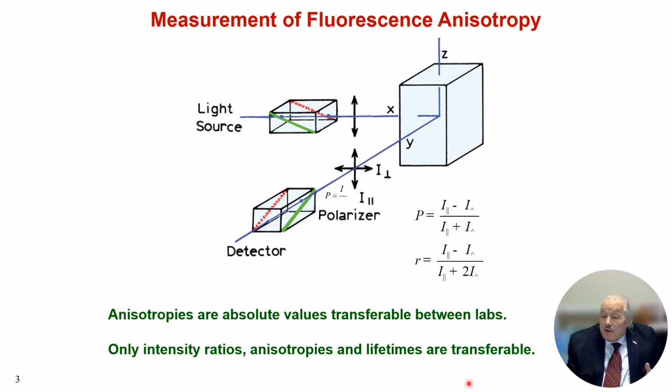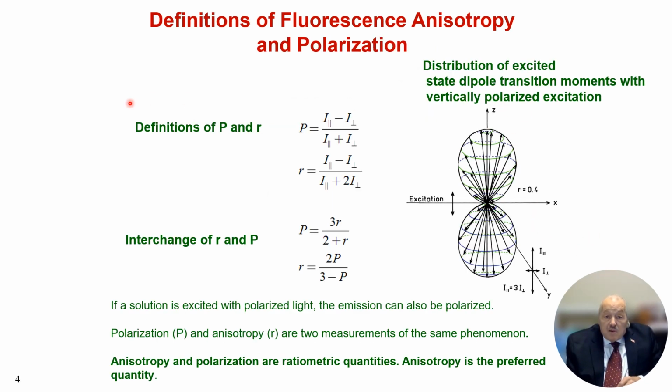Nice thing about anisotropies, they're absolute values and they are transferable between laboratories. So in fluorescence, where you can't really transfer spectra between labs or intensities, anisotropies or intensity ratios are transferable, just like lifetimes are transferable. So let's look at the different definitions of anisotropies. There's two of them. One is historically used. The other one is more theoretically correct.